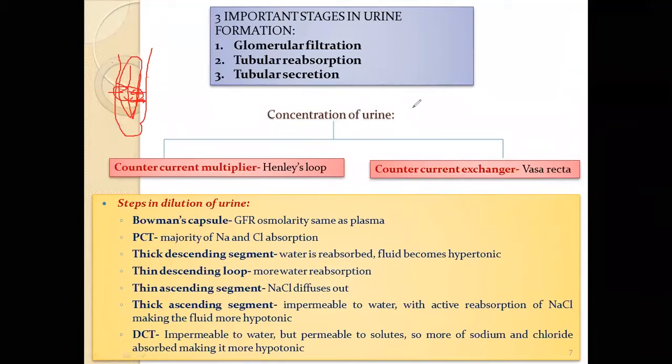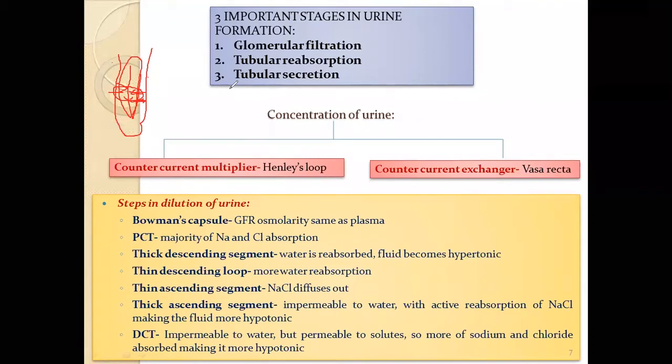Counter current exchanger. Counter current multiplier. See, counter current mechanism, once more you asked me, I'll tell you. Counter current mechanism is the mechanism by which the opposing direction of flow of the tubular components helps to maintain the hyperosmolar state of the interstitial fluid, so as to maintain the concentration of urine. This is called counter current mechanism.